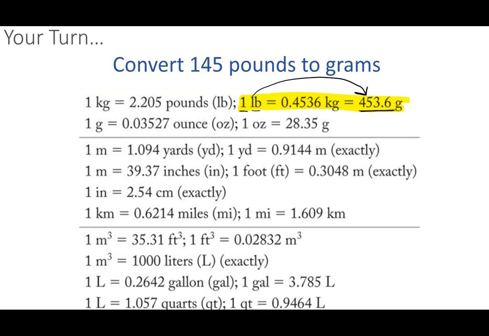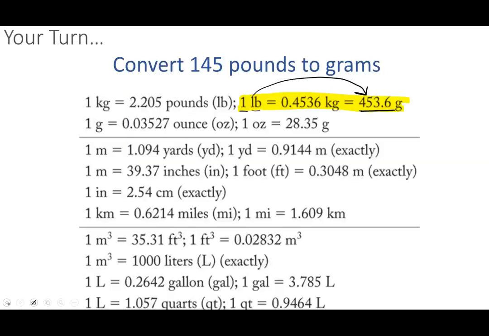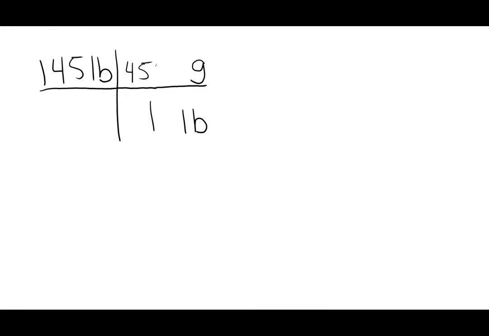And I see that the number 453.6 is attached to grams. So I'm going to put 453.6 up there. To solve, we're going to multiply across the top, divide by the bottom, and write the number down. So 145 times 453.6 divided by 1. And here's the number my calculator spits out.